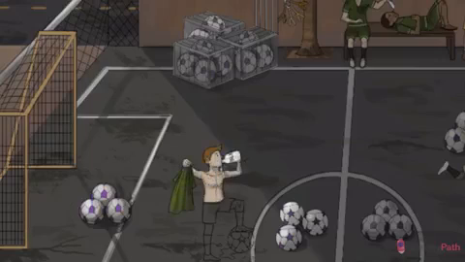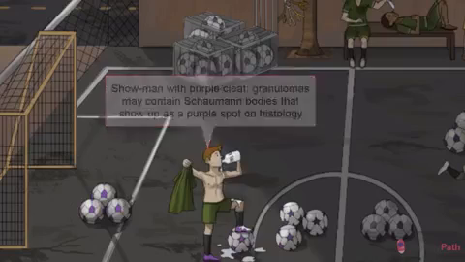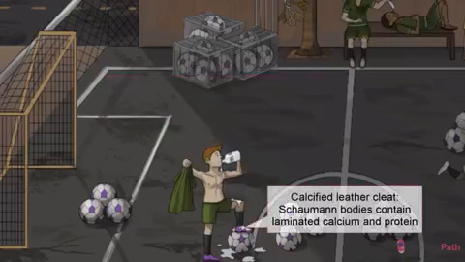Think of this Schaumann showman, showboating like he always does after scoring a goal. Okay, we get it, Len Shackleton. You can put your shirt back on. As he places that purple cleat on the soccer ball, I want you to imagine a big purple spot in the granuloma. We've also represented some of those laminated calcifications there. Just some spillage from his victory milk. Milk, the drink of winners.